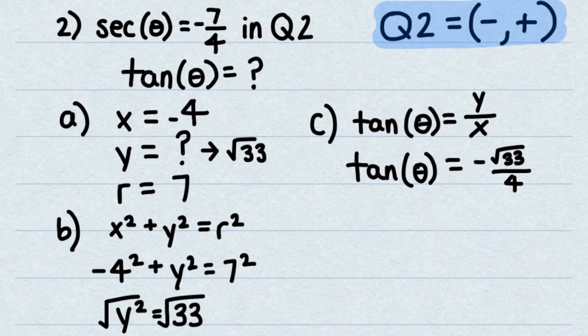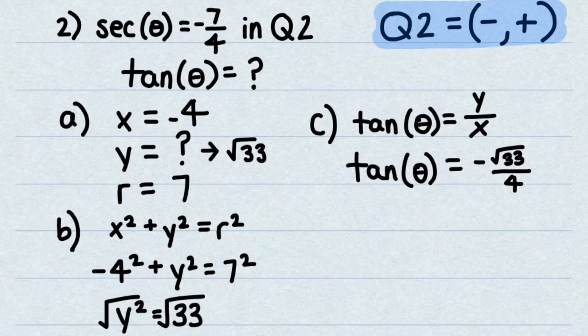So in the second example, we have the secant of an angle is equal to negative 7 over 4 in quadrant 2. We know that quadrant 2, again, is negative in the x-axis and positive in the y-axis. And we're looking for the tan of the angle. So we have x is equal to 4, we have y that we don't know, and r is equal to 7. And we know that 4 is negative because x is negative in quadrant 2. So we have x is equal to negative 4 and r is equal to 7. So we're looking for y.